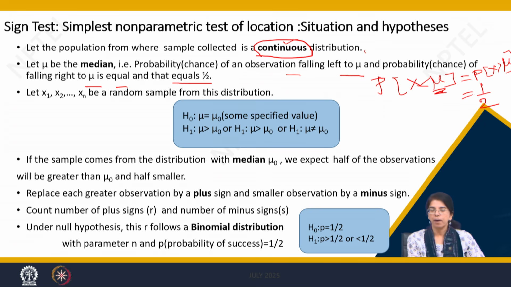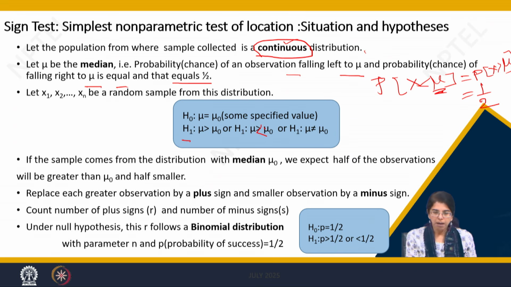Suppose under the null hypothesis you know a specified value of mu, say mu 0. Mu 0 can be anything, 4 or 5. You are assuming that this is the specified value of the median of that data under the null hypothesis. Now, H1: mu greater than mu 0, or H1: mu less than mu 0 (I am really sorry for the typographical mistake earlier), or H1: mu not equal to mu 0. So, three types of alternative, as we know quite well, we can address with this sign test.